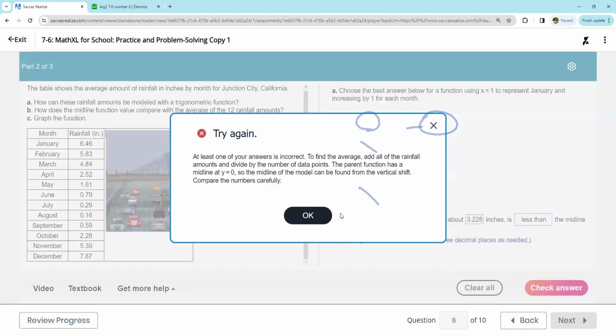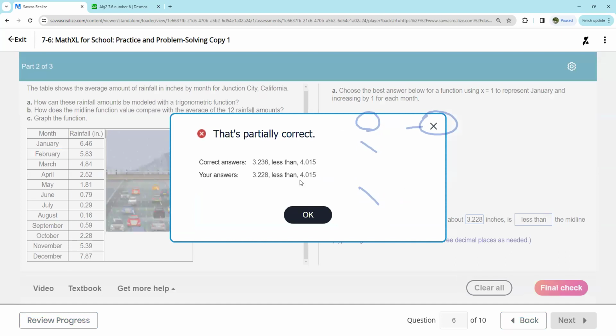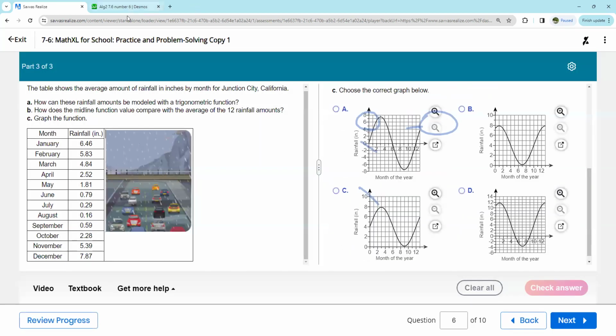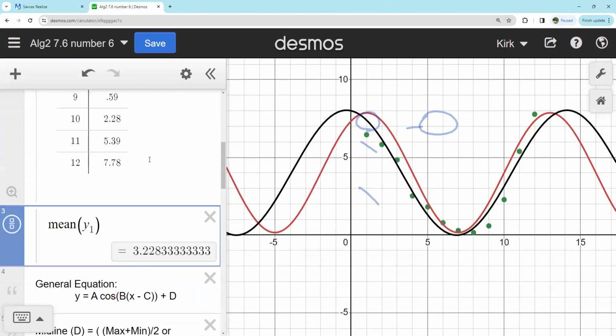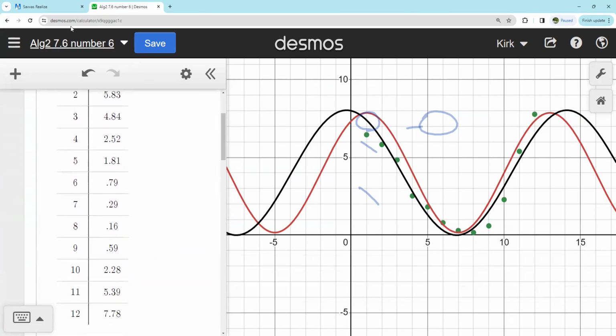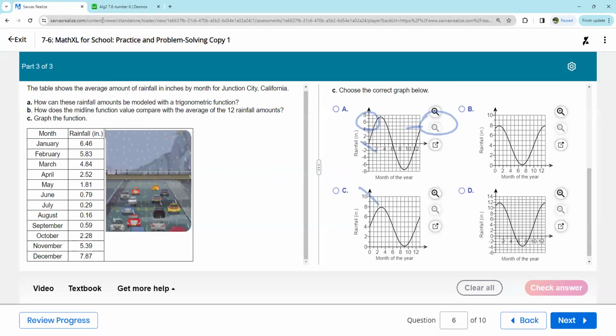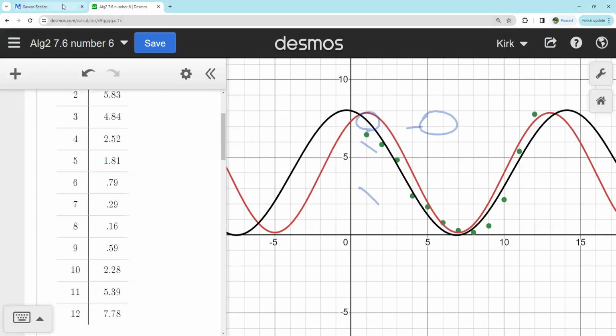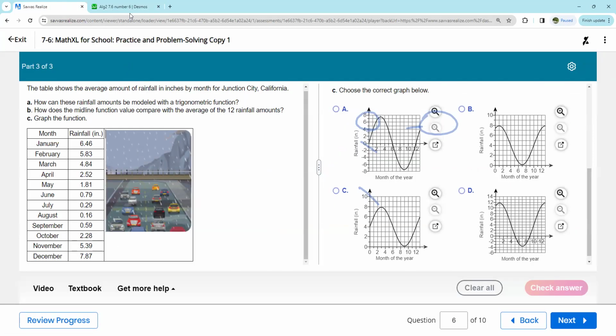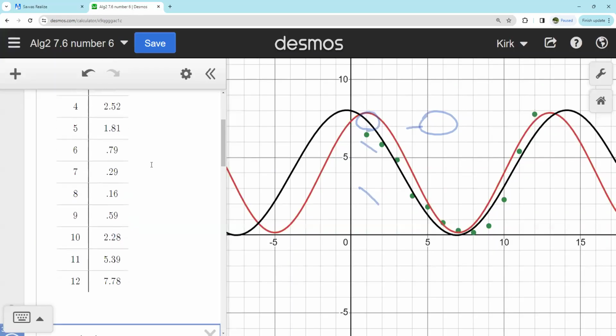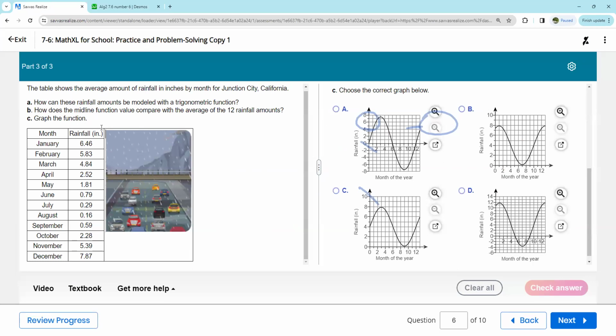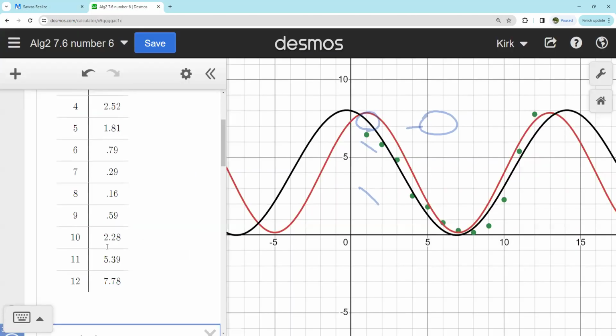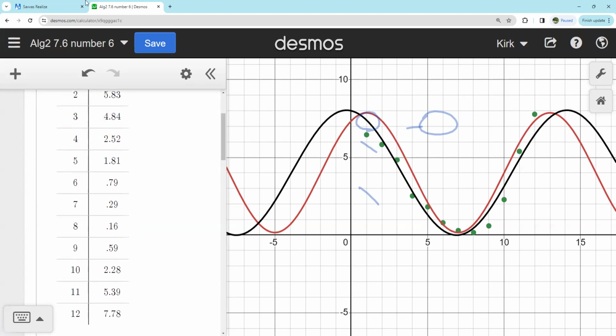I have no idea what they want there. Let's just see what they said. 3.236. So I don't know where they're getting the 3.236 unless I have a typo in my data, but I thought I checked that 2 or 3 times. The 6.46, 5.83, 4.84, 2.52, 1.81, 0.79, 0.29, 0.59, 2.28, 5.39, 7.87. So my data is right in that table.